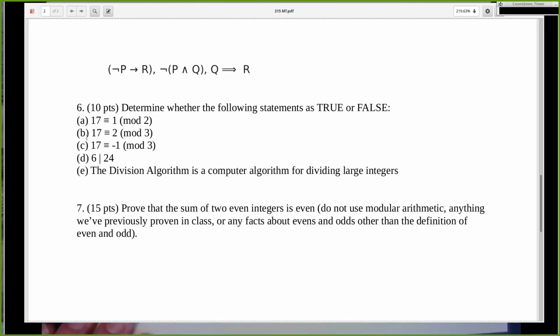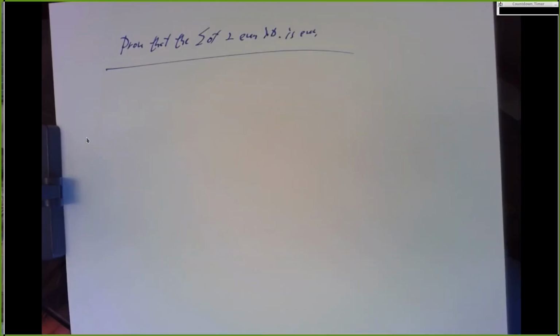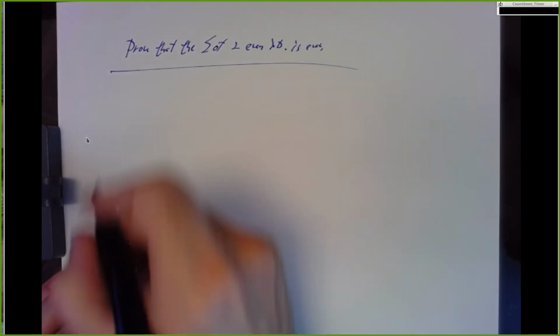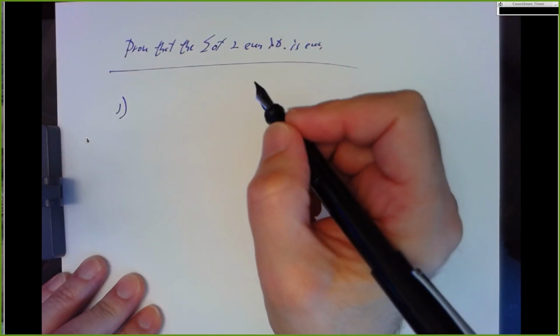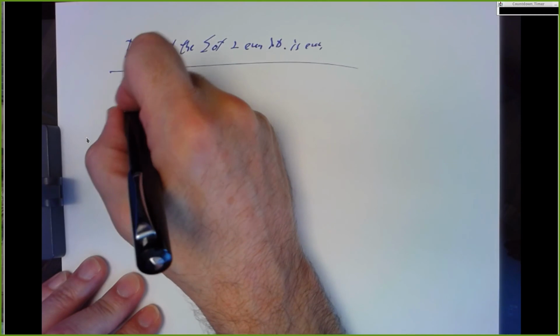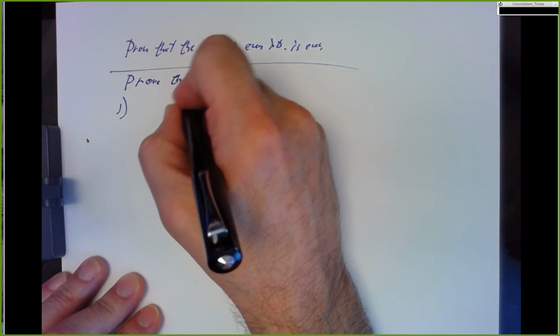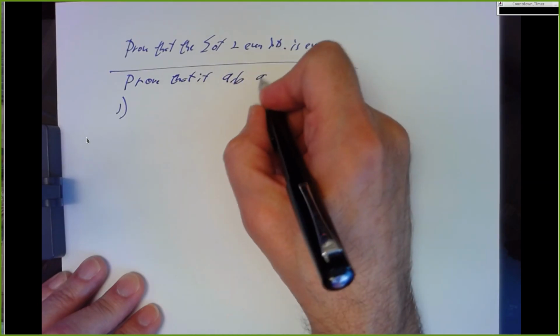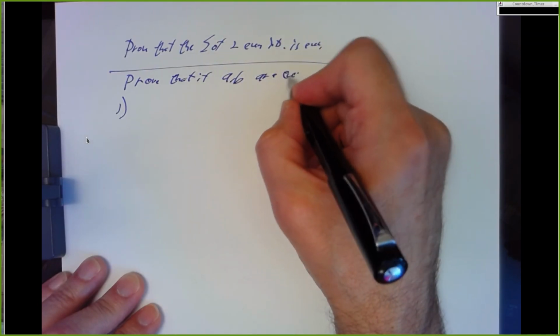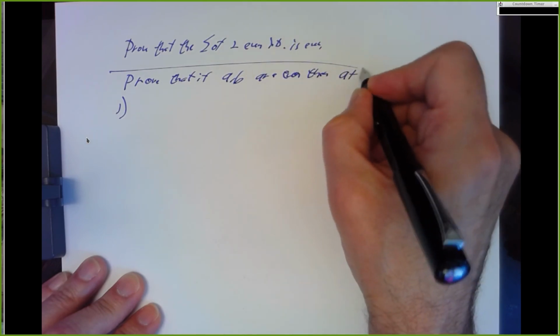All right, prove that the sum of two even integers is even. I'm abbreviating and using symbols. All right, so step one. Let me phrase this in a better form. Prove that if a, b are even, then a plus b is even.